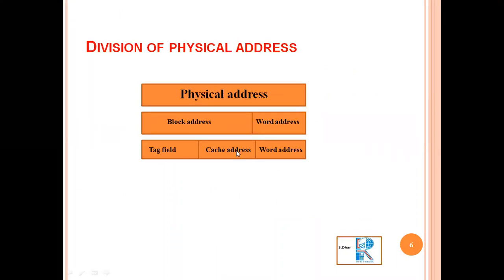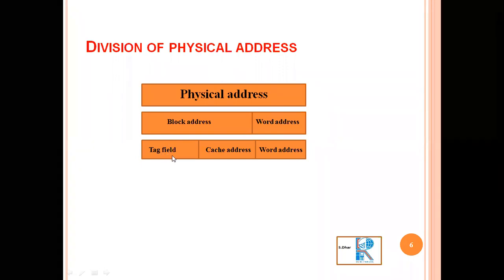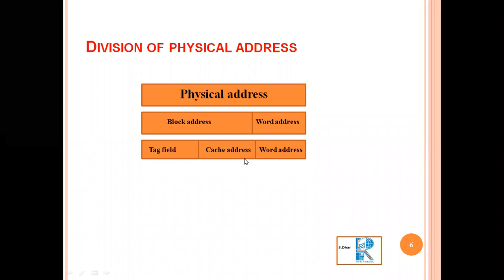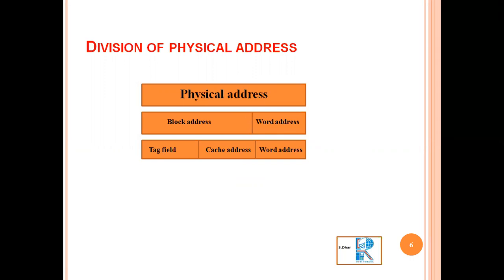Similarly, from this physical memory, word address would be same. This block address again can be divided into 2. One is the left hand side upper bits, the tag field, and another is called the cache address. See here, physical address we know. From the physical address we can generate the word address and block address. We know how to generate. In the last day's lecture I have told you. Now from the block address again we have to generate 1 address and tag field. 1 address is the cache address and the remaining bits will be the tag field.